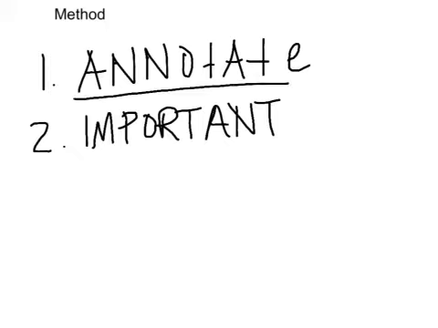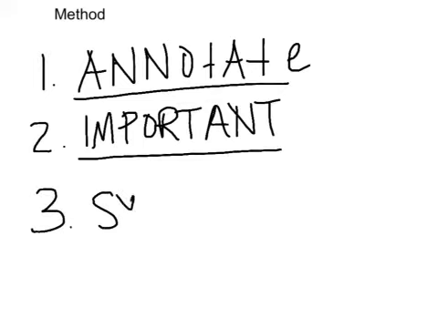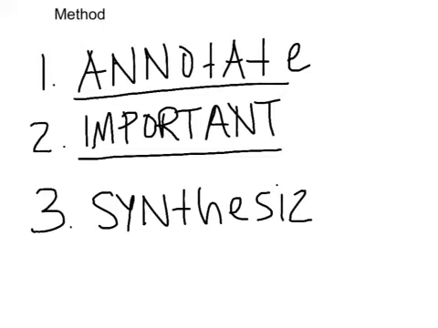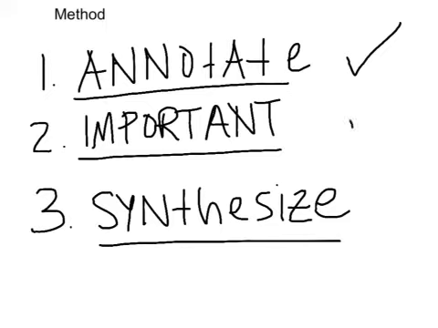So number one, you annotate. Number two, you pick out the most important annotations. And then number three, you synthesize those most important annotations into a clear, concise, and well thought out summary. So that's how you summarize. You annotate, you pick out your most important annotations, and you take those things and you synthesize them. That means you put them together into a single solitary summary.